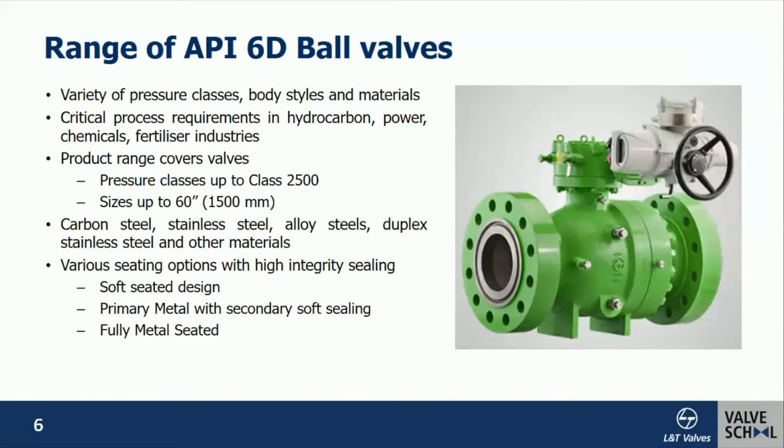API 6D ball valves in general cover a wide variety of pressure classes, right from class 150 to class 2500, and various sizes right from 2 inches up to 60 inches. They find critical process requirements in hydrocarbon, power, chemicals, and fertilizer industries. It is available and manufactured in a wide range of materials: carbon steel, stainless steels, alloy steels, duplex stainless steels, and so on, with various seating options depending on the process requirements and working parameters like temperature, compatibility of the media, and also other parameters.